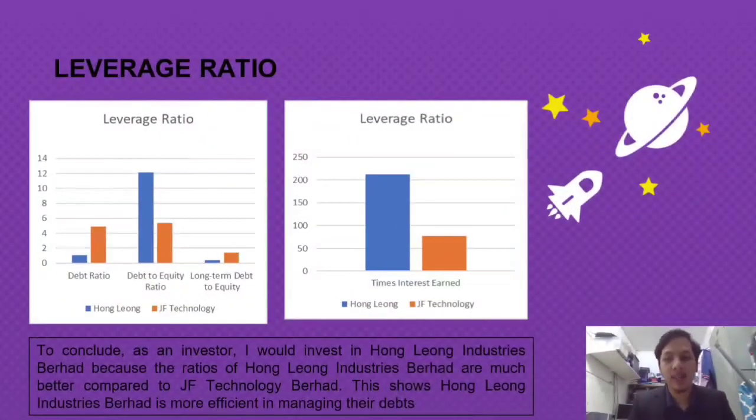After that, we move to leverage ratio. According to leverage ratio for JF Tech and Hong Leong Industry, I will prefer Hong Leong Industry Berhad because the ratios of Hong Leong Industry are much better compared to JF Technology Berhad. Because Hong Leong Industry Berhad, the company does not use large loans to support its finances. This shows Hong Leong Industri Berhad is more efficient in managing its debt.